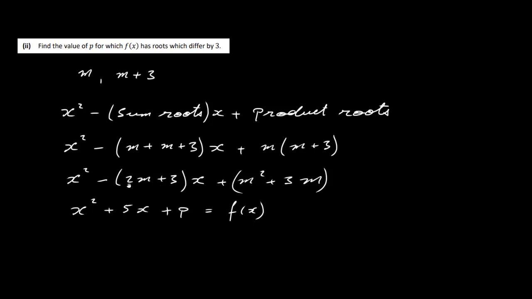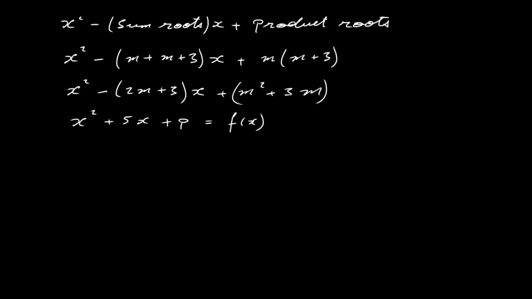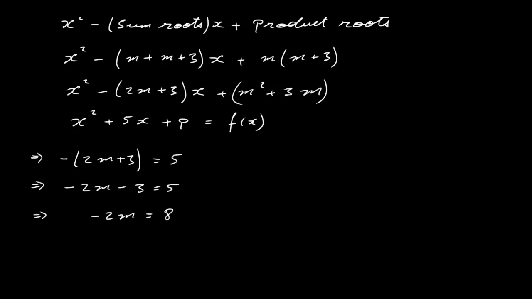Well, this part here, the minus 2m plus 3, has to be equal to 5. So let's just write that down. So our minus 2m plus 3 would have to be equal to plus 5. So let's work out what m would be. That's minus 2m minus 3 is equal to 5. That'll give us minus 2m is equal to 8. That'll give us an m here equal to minus 4.